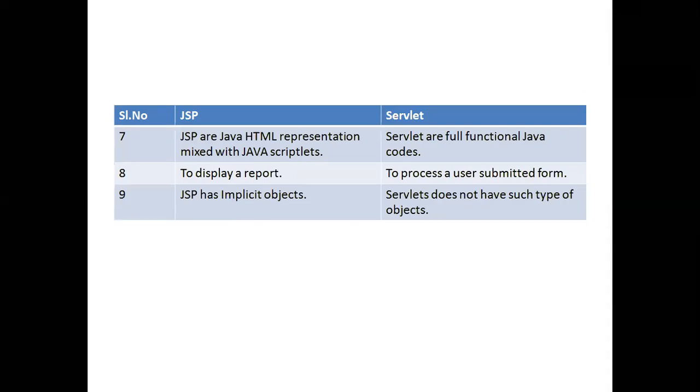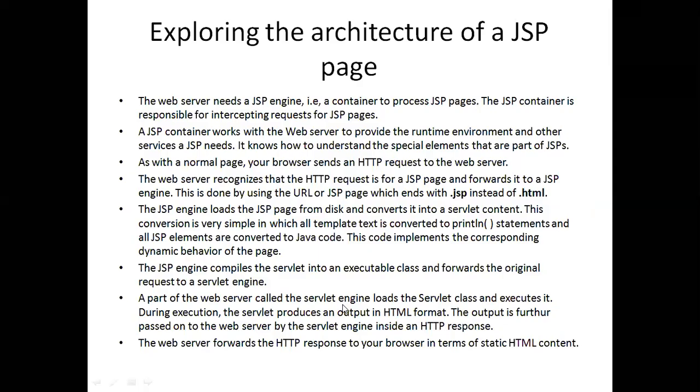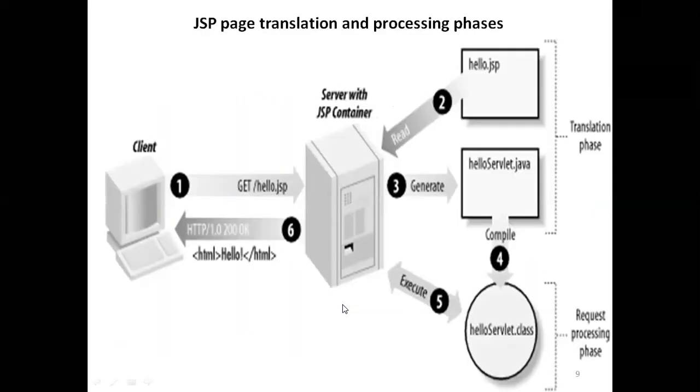You can directly use that object. You don't have to worry that I have not created an object. It will be available, provided by the Tomcat container at runtime. That's why coding in JSP becomes very, very easy compared to servlets. Okay. So now let's see the simple JSP page translation and processing phase.